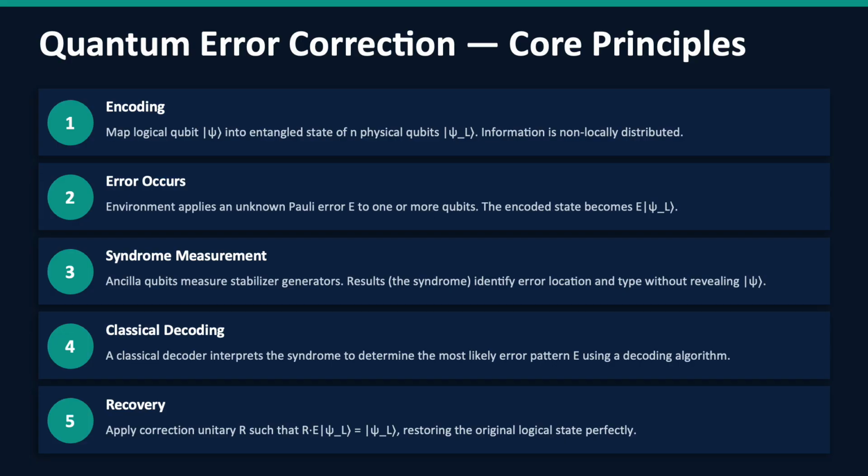The final two steps are decoding and recovery. A classical computer reads the syndrome pattern and figures out the most likely error that could have produced it. This is the decoding step. Then a correction operation is applied to the physical qubits to undo the identified error, restoring the logical qubit to its original state. The beauty of this pipeline is that at no point did anyone directly measure or observe the actual quantum information being protected. The error was found and fixed entirely through indirect evidence.